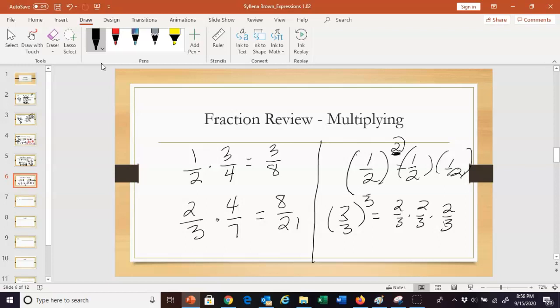So the power or the exponent, it just lets you know how many times to write that fraction or even that number. It doesn't have to be a fraction. It could be 2 to the 4th. That means you're going to write the 2 4 times and multiply. That's all that means.